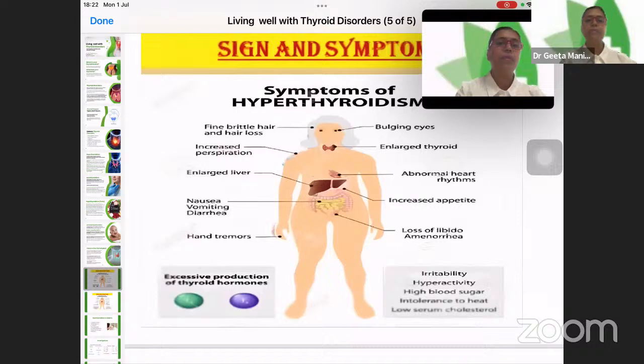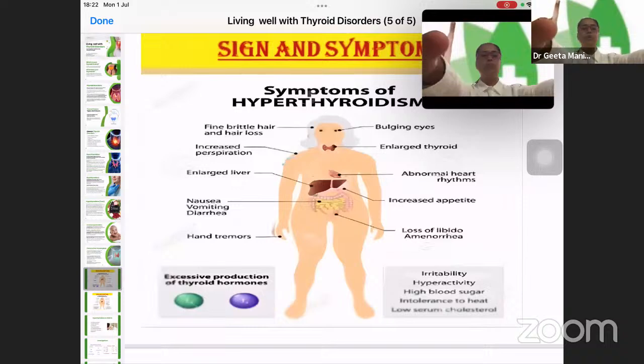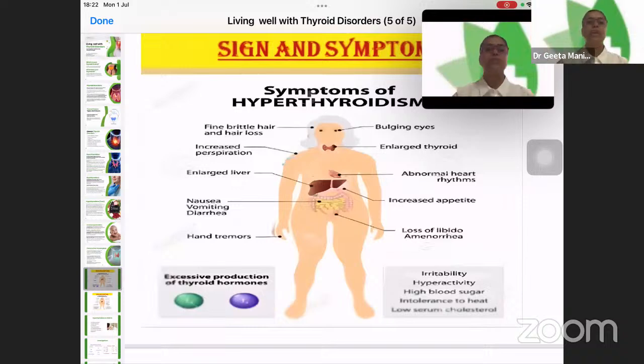You can right away just ask the patient, as soon as the patient comes into the clinic and you suspect hyperthyroidism, to have their hands outstretched, and you'll find there are fine tremors in their hands. That is the diagnosis of hyperthyroidism. Excessive production of thyroid hormone. There might be bulging eyes as well. You can see the thyroid gland over here, which is enlarged.